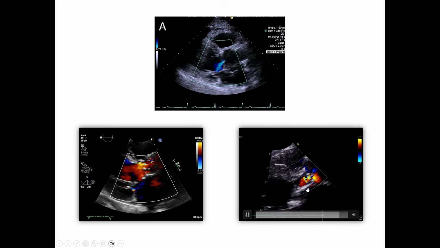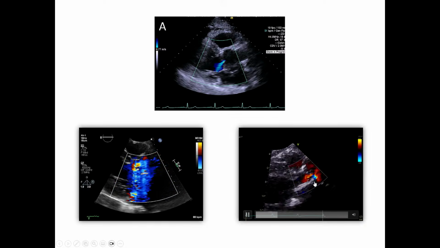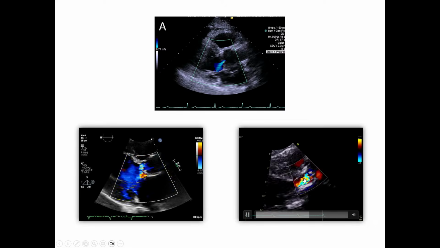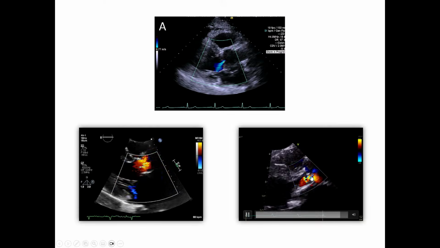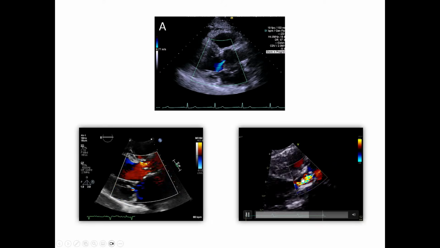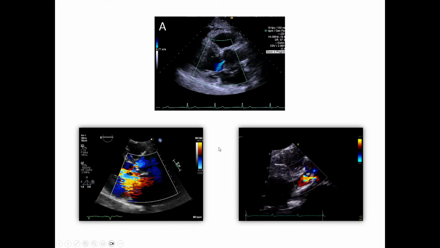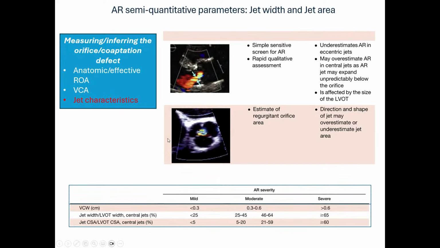So there's a lot of shadowing, right? You see how the valve is thickened and calcified, and we don't really have a clear demonstration of the entirety of the jet. Notice how it changes throughout diastole also. So I can give this scan to 10 other people, and I'll probably get different numbers for vena contracta, right? So we want to try to get as reproducible measures as we can.